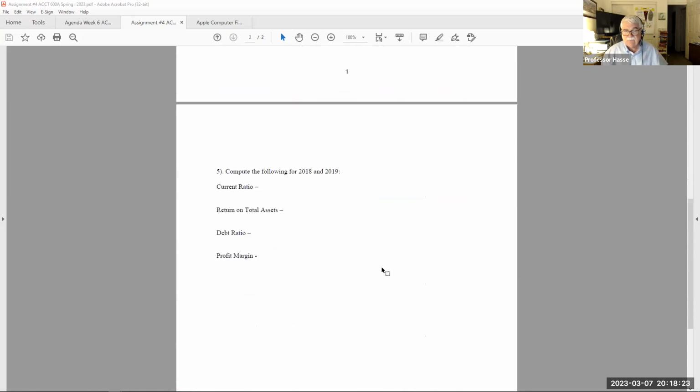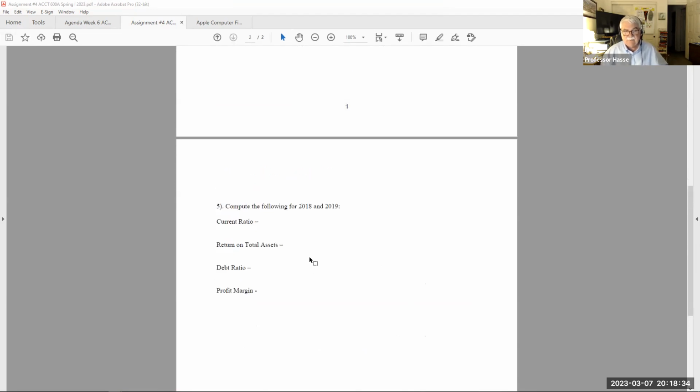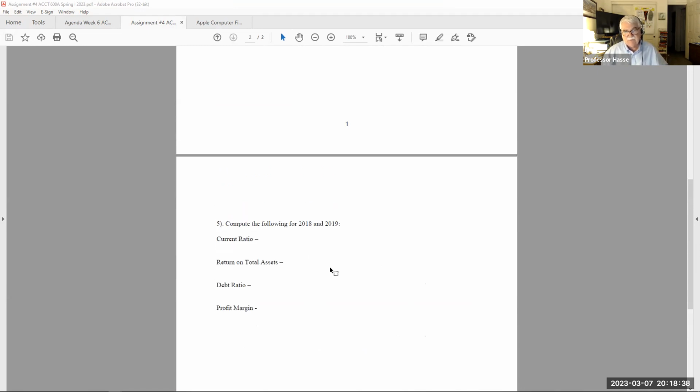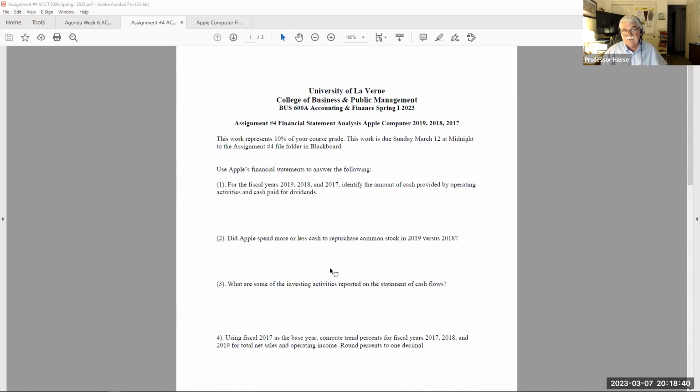And then I'm going to ask you for 2 years to compute current ratio, return on total assets, debt ratio, and profit margin. All this information is in chapter 13, and this is also information and knowledge that you'll need for your case paper, which we'll talk about on Saturday.